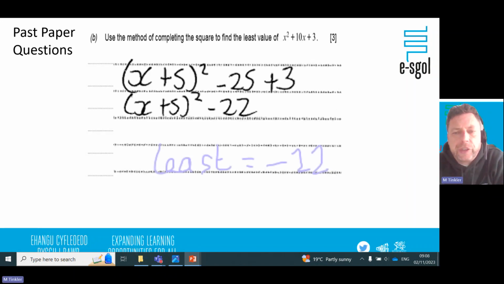So fairly straightforward. Half of 10 is 5. Remember, when I teach, I always set up by drawing the brackets, putting the squared on the outside, straight away putting the plus in the middle, then I straight away put minus, and then I leave a gap, and then I put +3 on the end. That's certainly how I start when I teach it in my school, just to set up the scene so they know how it looks every time. Minus 25 plus 3 is minus 22, so the least value is minus 22.